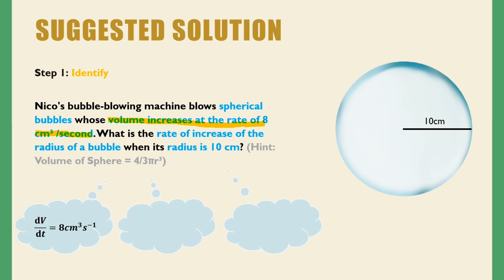Next, it asked, what is the rate of increase of the radius of a bubble? So, just write it down here. dr over dt equals what? This is the main thing that we are going to try and find out from this question. Next, it says when its radius is 10 centimeters. Let's keep this in mind as well.